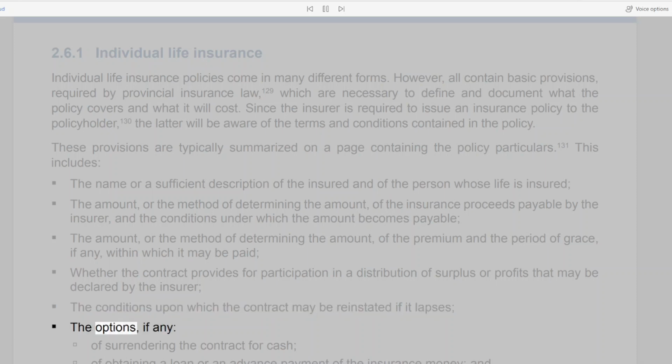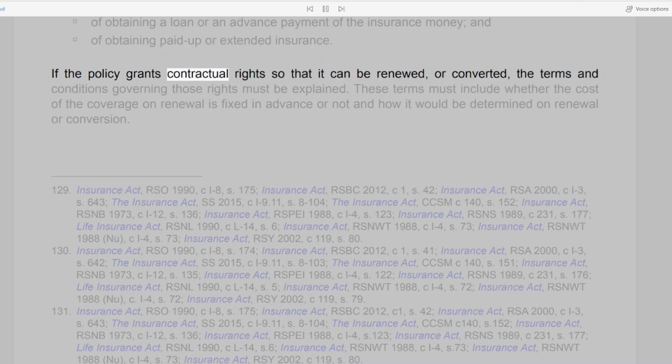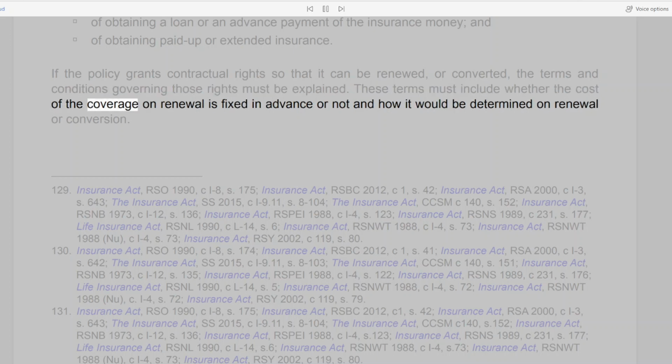The options, if any, of surrendering the contract for cash, of obtaining a loan or an advance payment of the insurance money, and of obtaining paid-up or extended insurance. If the policy grants contractual rights so that it can be renewed or converted, the terms and conditions governing those rights must be explained. These terms must include whether the cost of the coverage on renewal is fixed in advance or not, and how it would be determined on renewal or conversion.